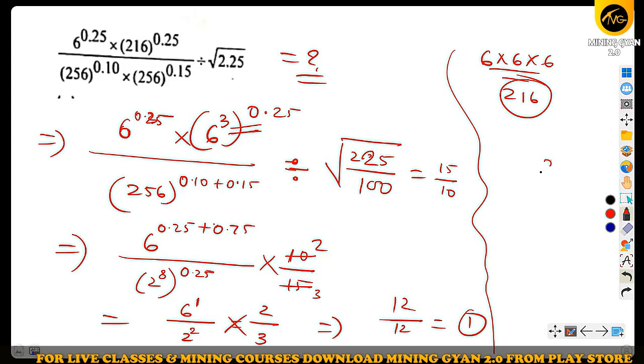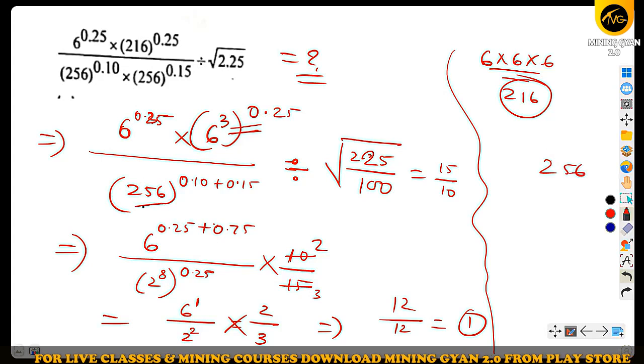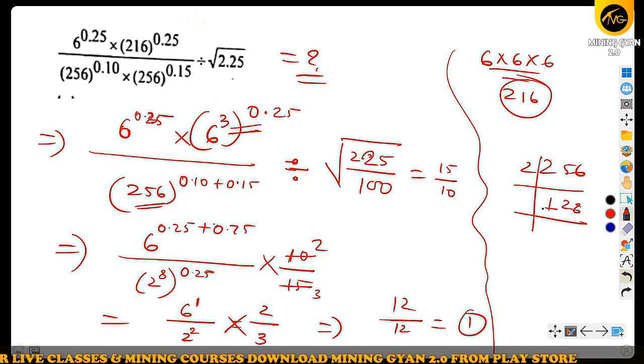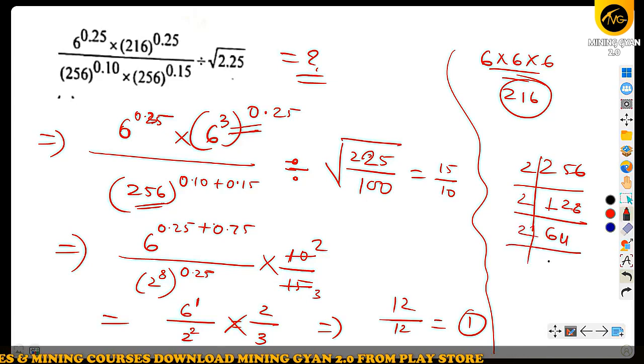In this case, we can break down the 256. So 256, 128, 64, 32, 16, 8, 4, 2. So 1, 2, 3, 4, 5, 6, 7, 8. That means 2 power 8 is equal to 256. We can easily break down the 256 as 2 power 8.